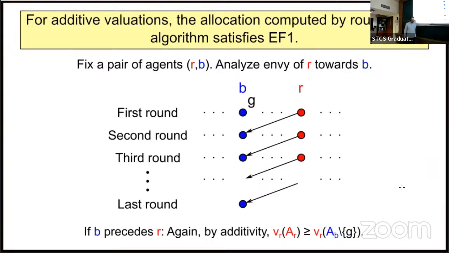Raghu is asking an interesting question. You seem to be crucially using additive valuations here, and what about non-additive valuations? It turns out you can still find EF1 allocations in polynomial queries, but those are different algorithms. Happy to talk about those after the talk. Even for monotone, you can find EF1 using a polynomial number of value queries.